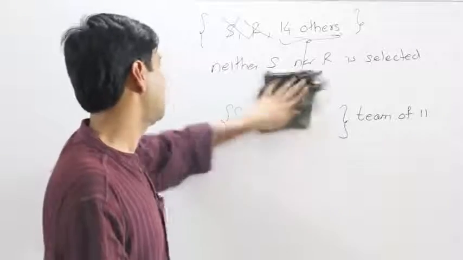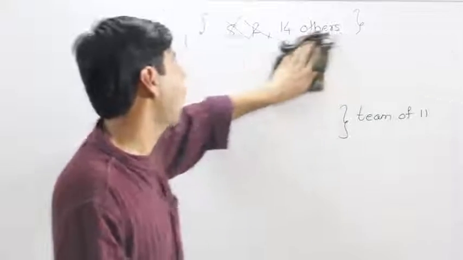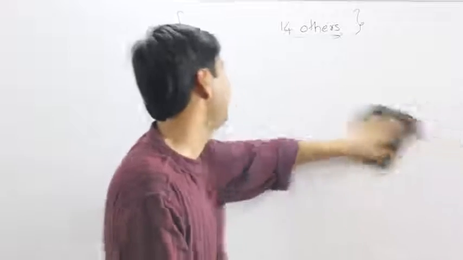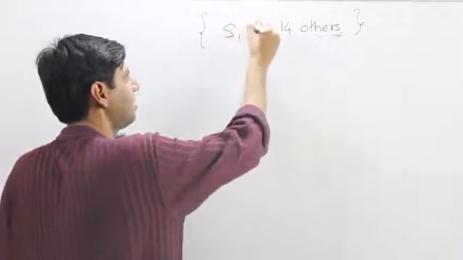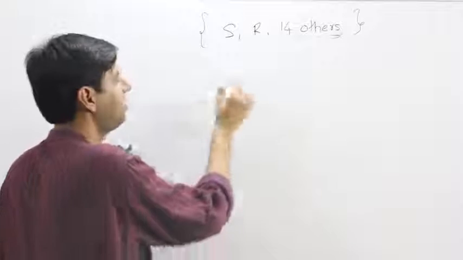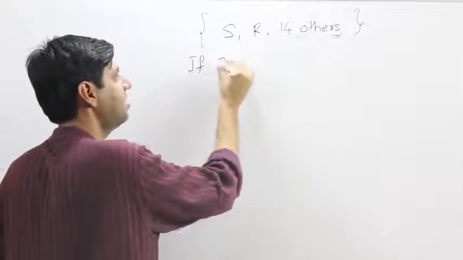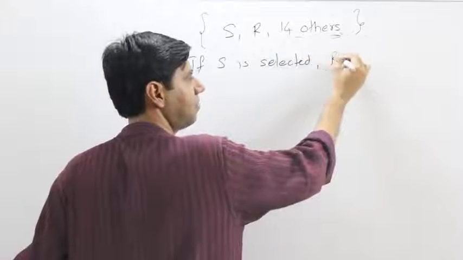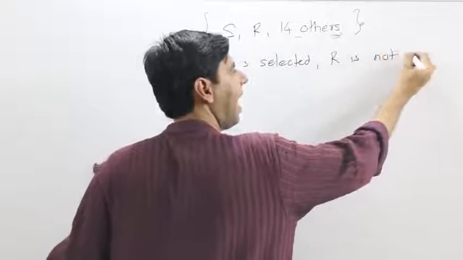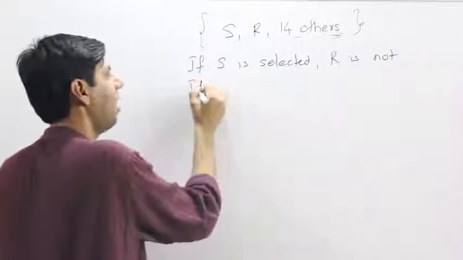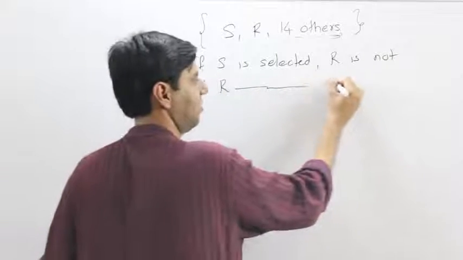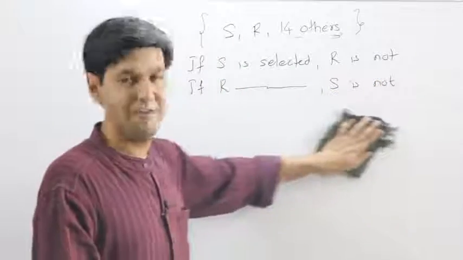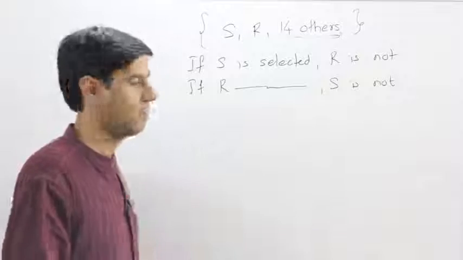So pretty easy ones here, depending upon the condition. However, the condition can add a little difficulty. How can that be? Look at this question. So Sachin, Rahul, 14 others. The condition now is, if Sachin is selected, Rahul is not, and vice versa. That is, if Rahul is selected, Sachin is not. Now, in how many ways can I select a team of 11? We still need a team of 11.